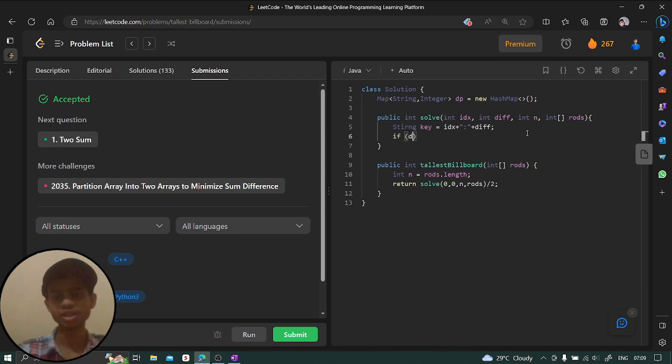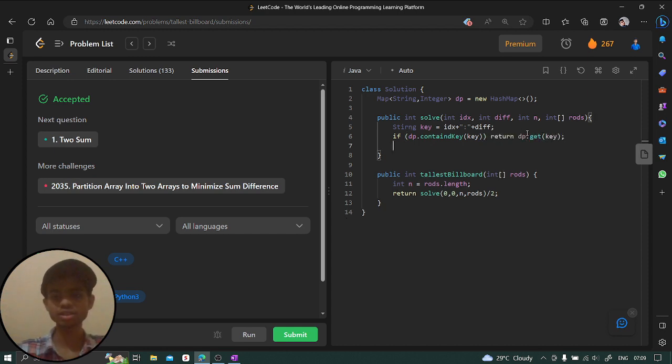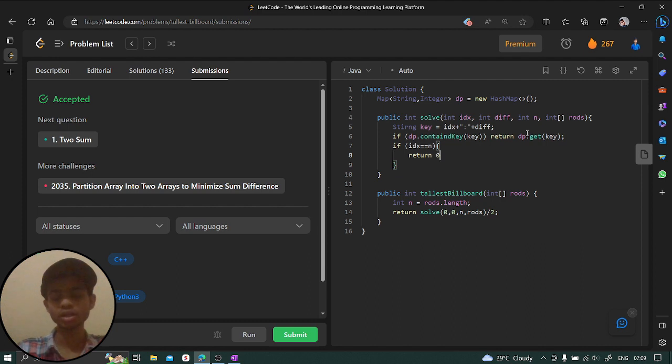So we are going to say, if dp contains this key, let me write key, right? Fine. If it is contained, then we are going to return dp.get this key, right? But if it is not the case, then we check if index is equal to n, then we have to return 0, using that conditional operator. We are going to check if difference is equal to 0, so we are going to return 0, else we are going to return Integer.MIN_VALUE, right?